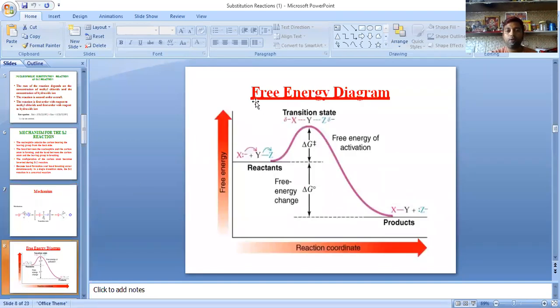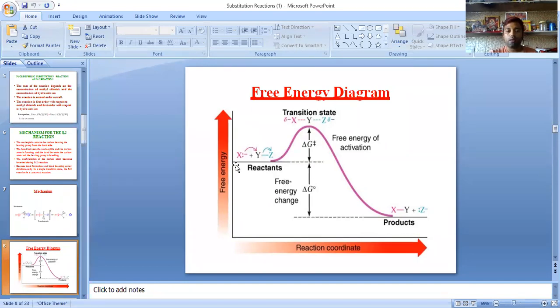This is the free energy diagram for the SN2 reaction mechanism. First, the nucleophile attacks the substrate. Z is the leaving group here, and X is the nucleophile. This is our potential energy, this is the reaction coordinate, and this is the Gibbs free energy change.